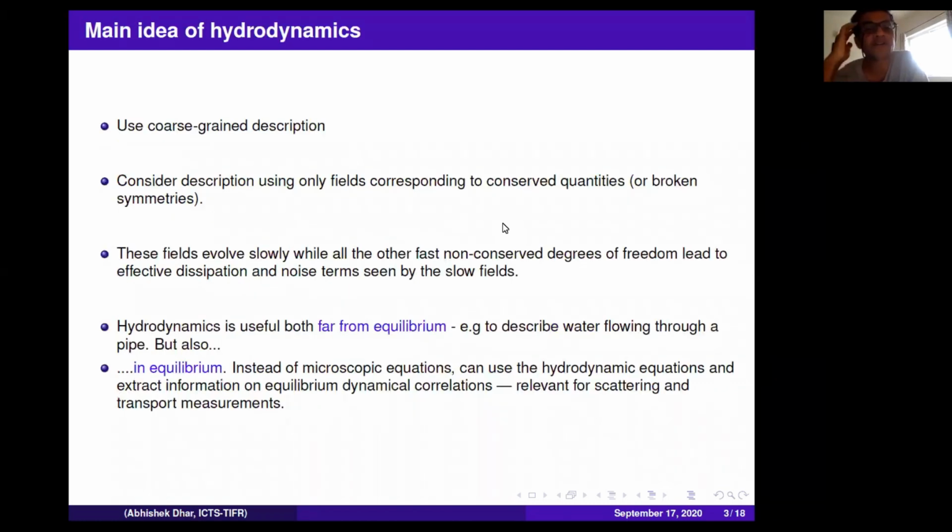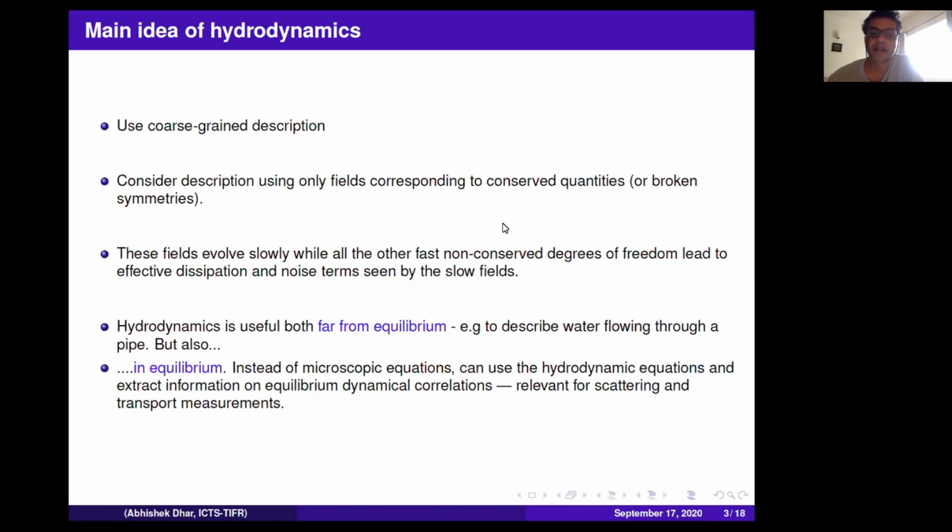Okay, so the main idea of hydrodynamics is to use a coarse-grained description, and this description uses the fields which correspond to conserved quantities in the system. For an n-particle system, there will be a few conserved quantities, and one writes a coarse-grained description in terms of these fields. Or sometimes, if there are broken symmetries, one uses these broken symmetry variables to write hydrodynamic equations. The point is that because they are locally conserved, they evolve slowly.